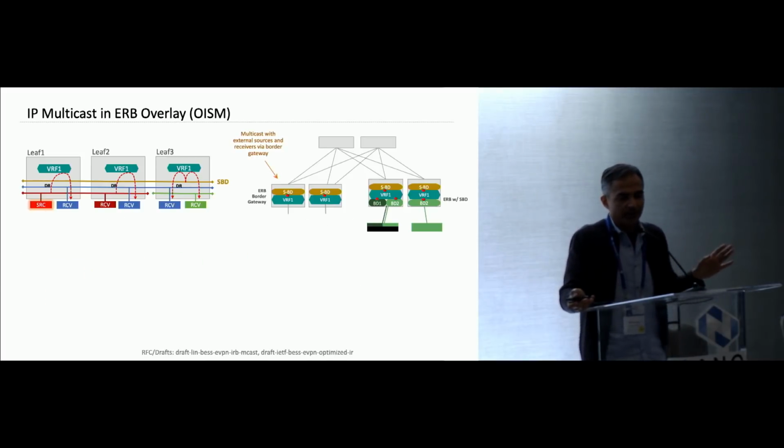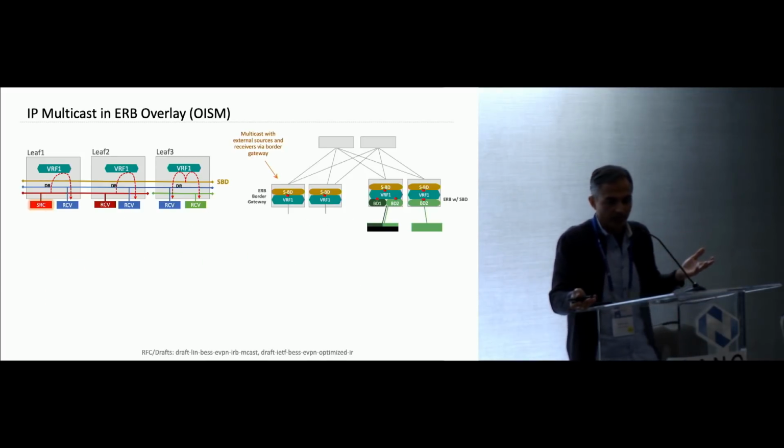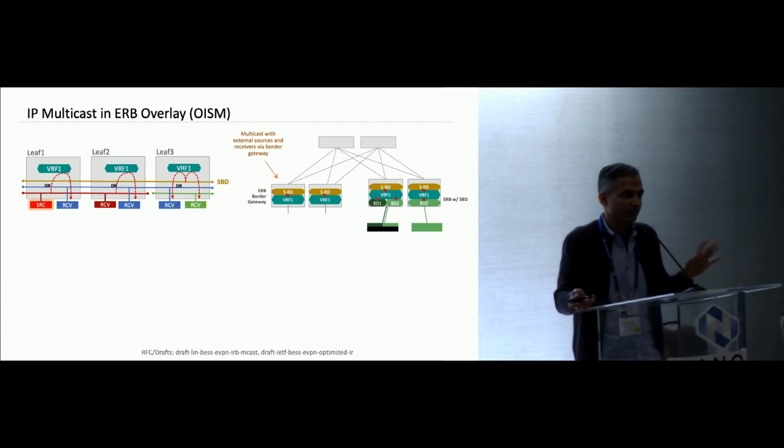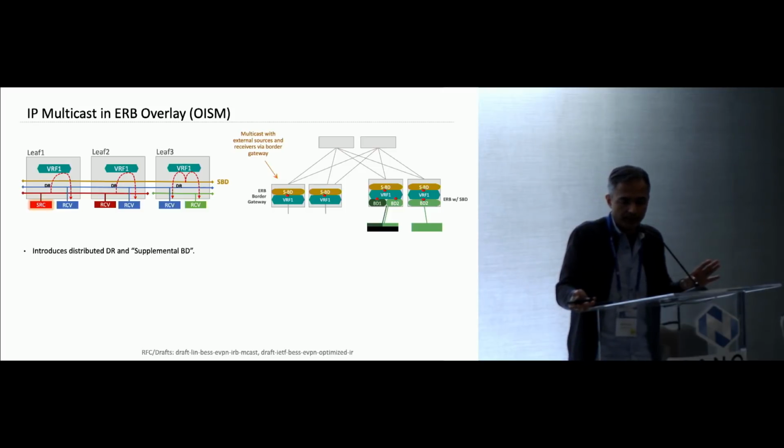And then ERB, there's actually no implementations of this OISM yet. But this is basically the right model for doing optimized inter-subnet multicast with ERB. Today, with ERB, you don't get multicast at all, right? With ERB, it's just unicast. So ERB OISM introduces distributed DR and supplemental BD.